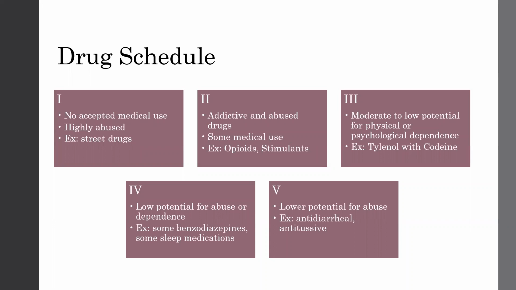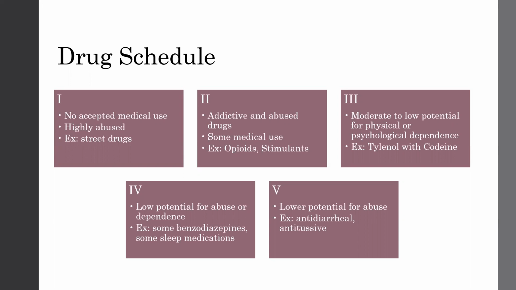One way that we can classify medications is through their drug schedule, and this is typically for drugs that are at risk for being addictive. So a Schedule 1 or a Class 1 medication has no accepted medical use and is highly abused. Examples of this would be street drugs like cocaine and heroin. A Schedule 2 is medications that are addictive and abuse drugs, but do have some medical use, like opioids and stimulants.